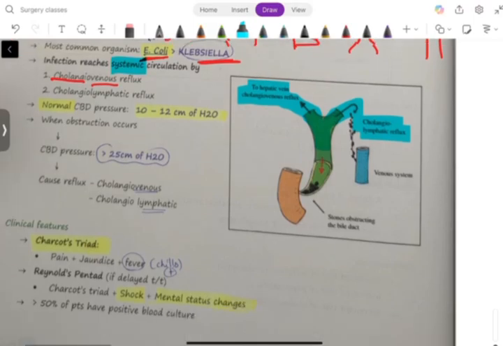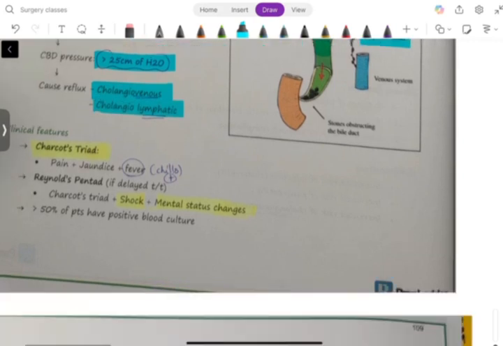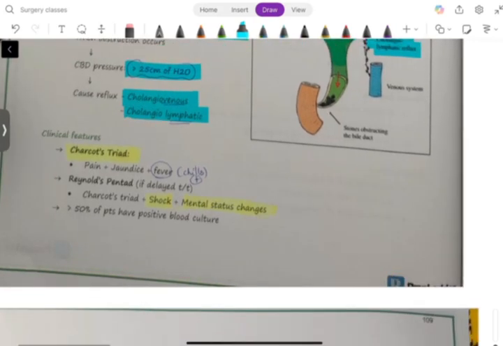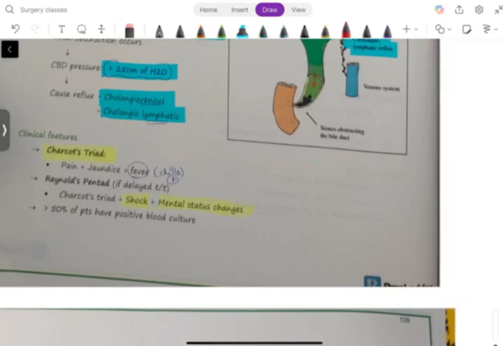Okay? So normally the pressure in the bile duct or common bile duct is 10 to 12 centimeters of water. When there is obstruction, there will be increased pressure inside the common bile duct, which will cause reflux, which can be cholangiovenous or cholangiolymphatic. So what will be the clinical features in case of cholangitis? Just like I said, it is inflammation. So wherever there is inflammation, there will be pain.